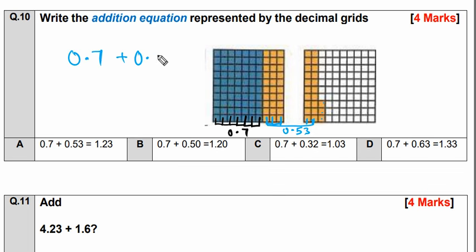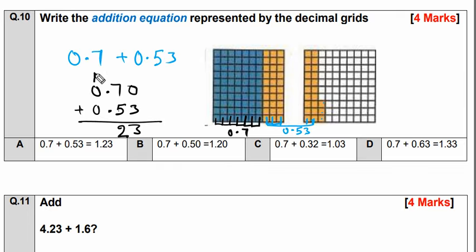0.7 plus 0.53. Will I solve it like this? No, I will write it like this first. 0.7 plus 0.53. This place is empty. At the empty place we will put 0. Now this is easy. 0 plus 3, 7 plus 5 is 12. Put 2 here, 1 here. This is important. Point, 1 plus 0 plus 0. So now pause the video and check your answer.